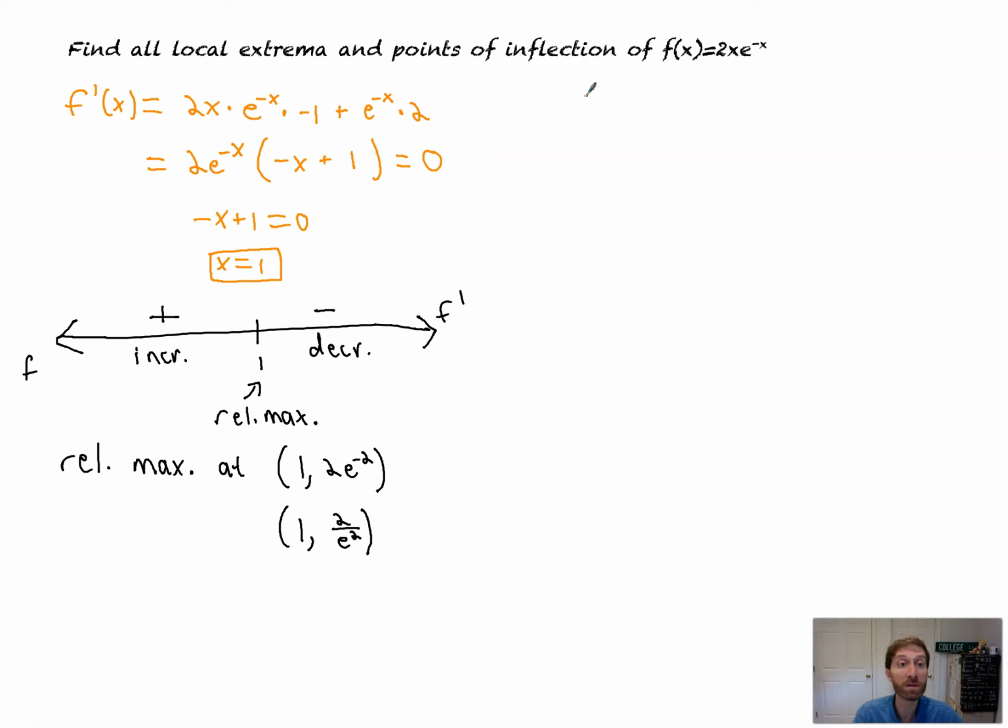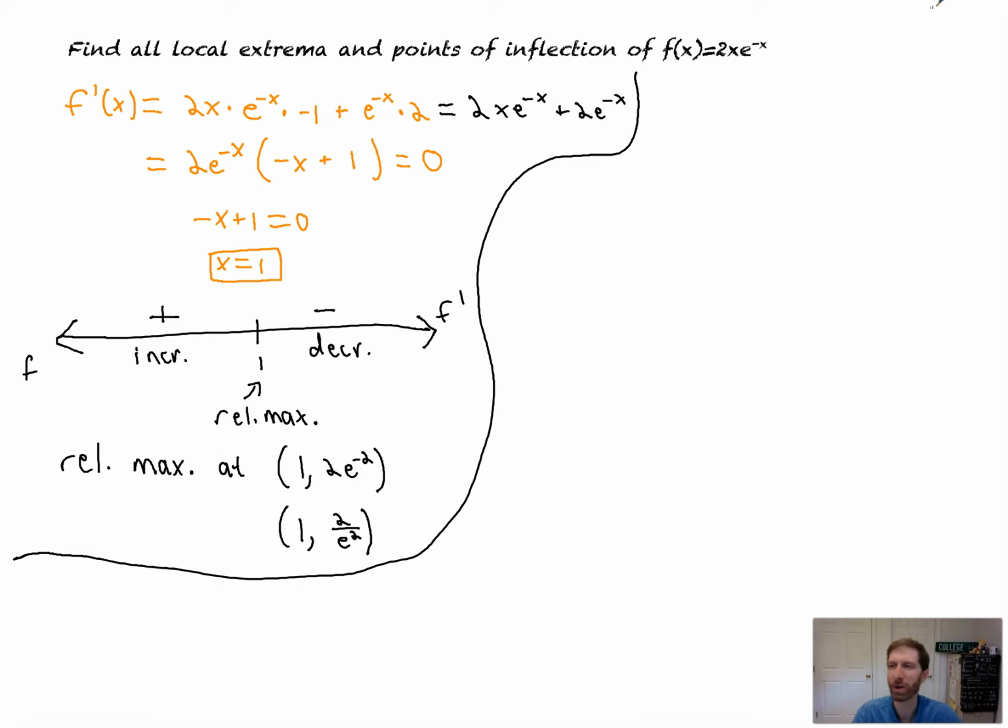Now we're going to find points of inflection, so we need the second derivative. To find the second derivative, one thing that I would advise is either use this form or this form, doesn't matter. But if you're going to use this top form, let's clean it up a little bit. Okay, so that's our first derivative. Let me cut it off here, and let's go find the second derivative.